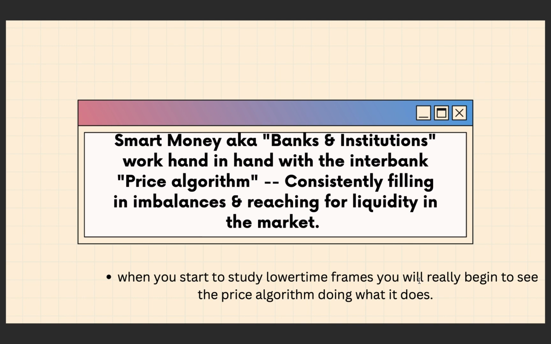Smart money, the banks and institutions work hand in hand with the interbank price algorithm, consistently filling in imbalances and reaching for liquidity in the market. Not everybody believes that there is a price algorithm. I do, and we will get into that even more later, but for right now, just be open to the idea that price moves based on an algorithm. And when you start to study the lower time frames, you will really begin to see the price algorithm doing what it does.